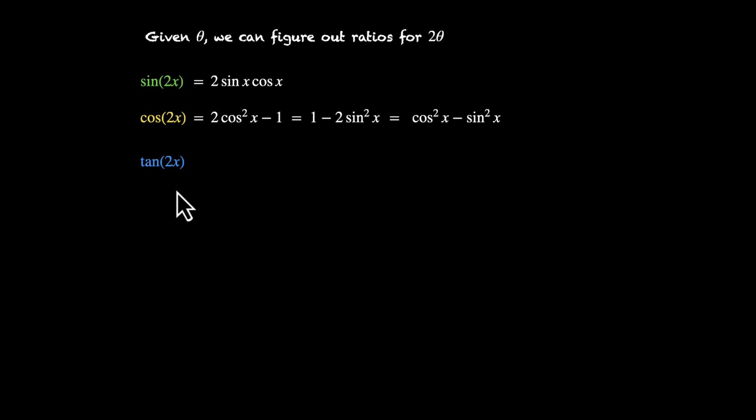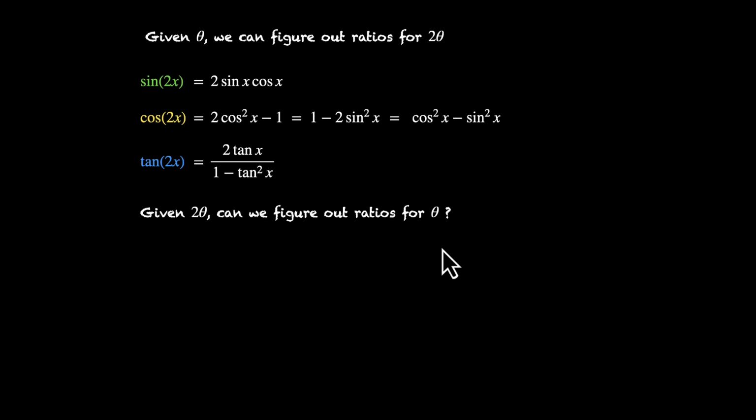And for tan 2x, this is what we have. We have tan 2x equals to 2 tan x by 1 minus tan square x. So if we know tan x, we can plug the value of tan x here and get the value of tan 2x. But can we do these things in reverse? If we know the values of tan 2x, cos 2x and sin 2x, can we figure out the values of tan x, cos x and sin x? That's the question that we'll cover in this video. Given ratios for 2 theta, can we figure out ratios for theta?